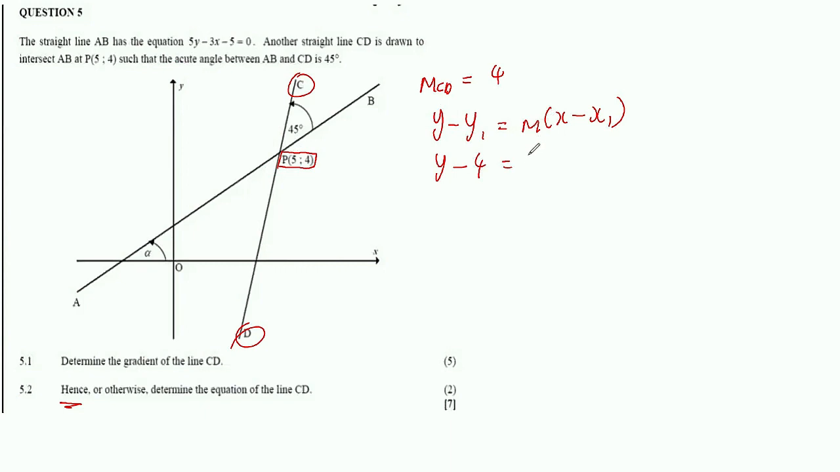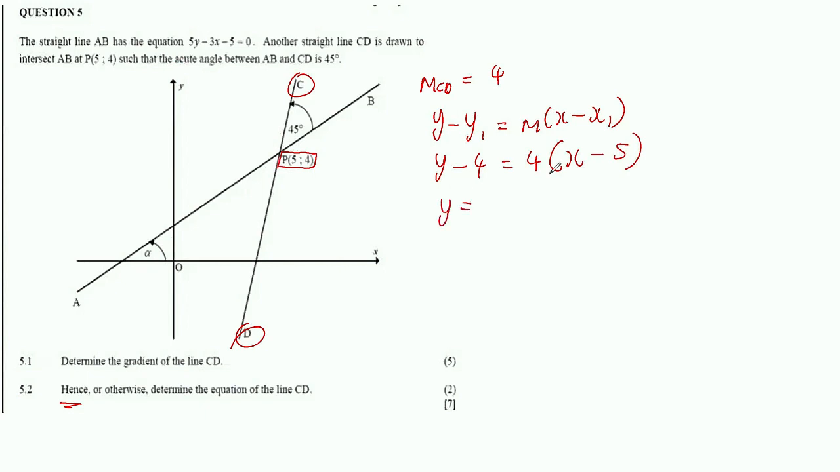Then, okay, so we have our gradient for CD is equal to 4. But then look at CD. It is passing through this point here. We don't have the coordinates for C. We don't have the coordinates of D. But we do have the coordinates for P, which happens to be on the line CD, right? So that's a collinear point there, meaning that we can use that point because it lies on the line CD. So that means we want to go y - y1 = m(x - x1). So that's y - 4. So we are using the coordinates of P. Then our gradient is 4, and then that's x - 5.